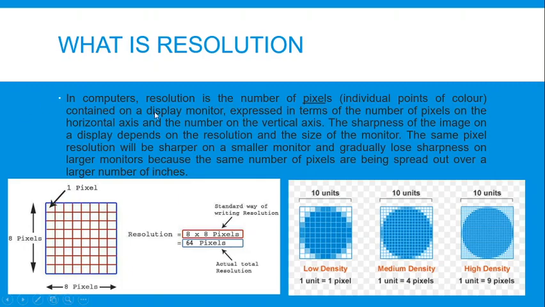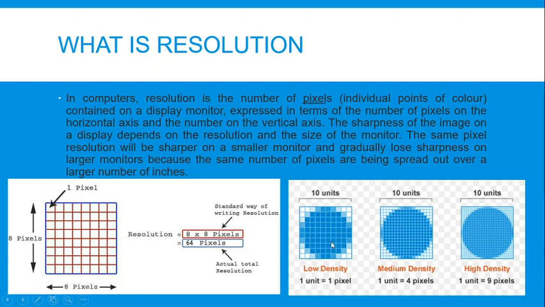It is expressed in terms of the number of pixels on the horizontal axis and the number on the vertical axis contained on the display monitor. As I told you in this example, the same thing is written here. The second thing is the sharpness of the image. The sharpness of an image on a display depends on the resolution and size of the monitor. As I am recording on my laptop, this video has a specific resolution, and that totally determines how sharp the image will be.